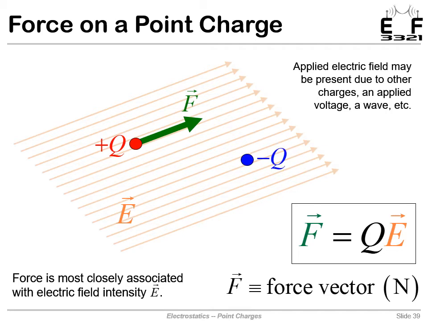Now let's say we have a negative charge. Well, the electric field will put the same force on that charge, except now the force is in the opposite direction of the electric field simply because the sign of the charge is negative. So overall, our final equation for this is force is charge times the electric field. And in this case, the force has units of newtons.